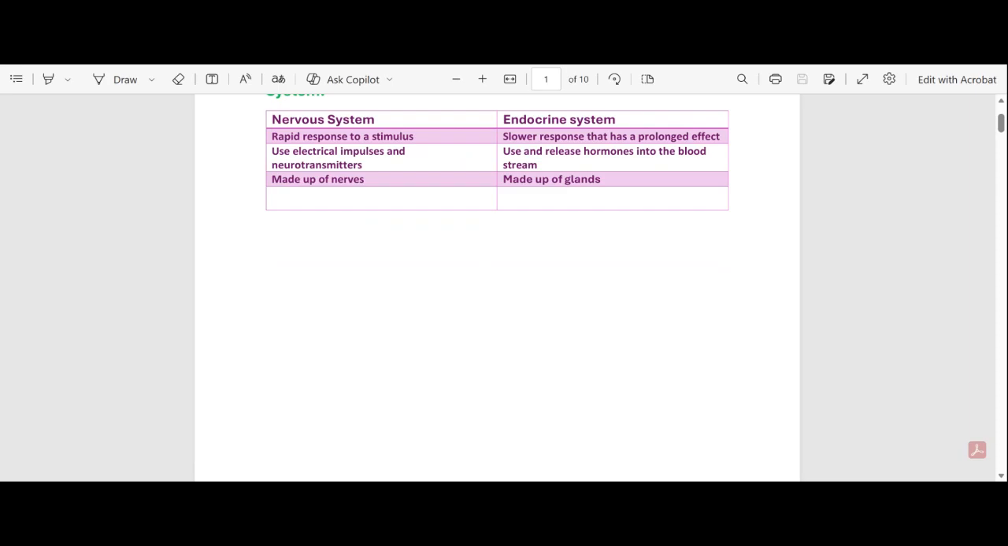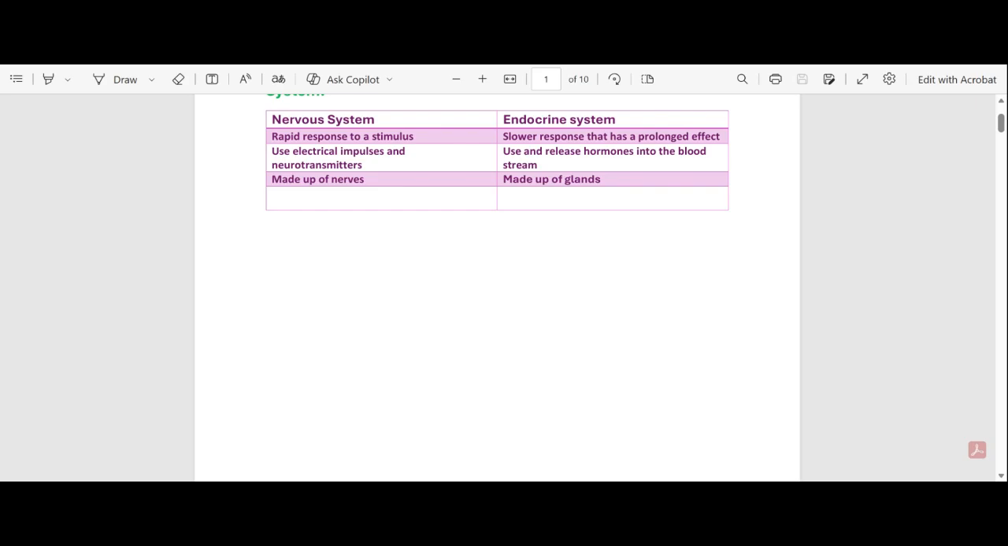And also the nervous system is made up of nerves. What are nerves? Nerves are just bundles of neurons. What are neurons? Neurons are specialized nerve cells. Right? Okay, let's go to the endocrine system.